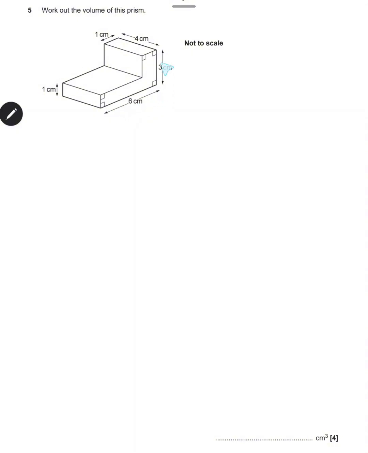Question 5, volume of a prism, and we've got this weird L shape. What we're first looking to do is divide this front face into rectangles. We can't work out the area of this weird L shape. What we can do is work out the area of rectangles. So if we have a look at this as two separate rectangles like that, we'll work on those.